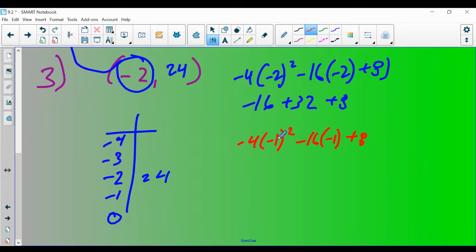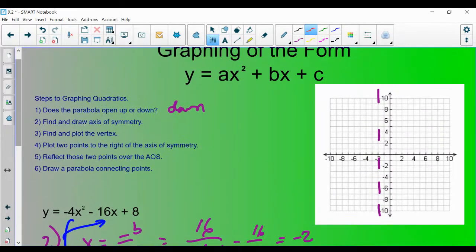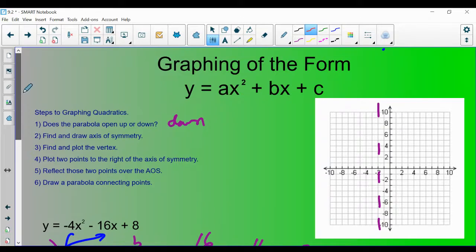Negative 1 squared is 1, and 1 times negative 4 is going to be negative 4. Plus 16 is going to be 12. Plus 8 would be 20. So what we end up with when we plugged in negative 1 was 20, and we could reflect it to the other side. So up there, if up there is 28, 20 might be somewhere like here and here. The blue dot should be right there.